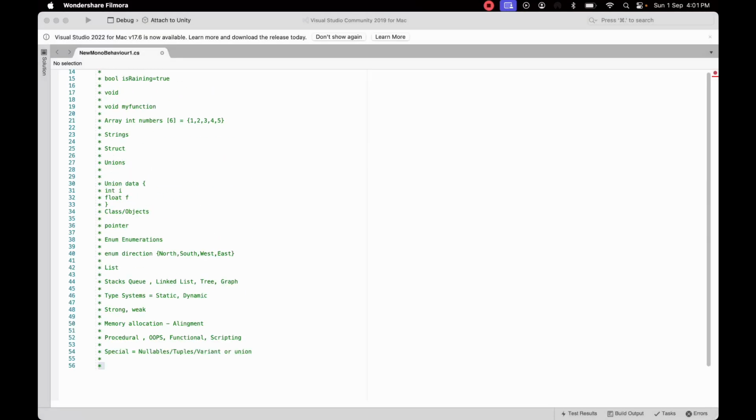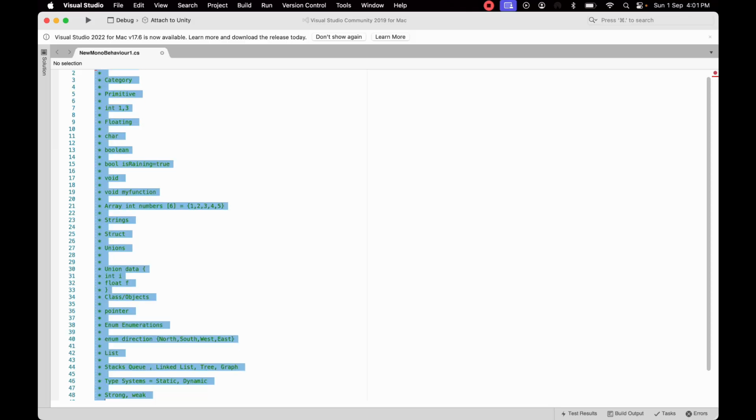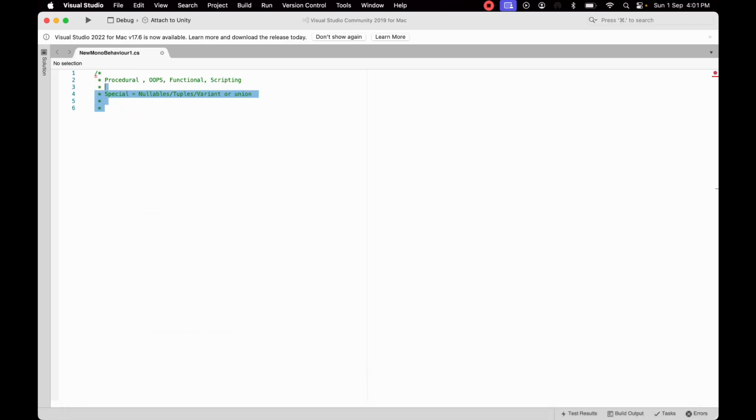So now we will be discussing operators, right? Operators are important for coding operations, mathematical operations, right?